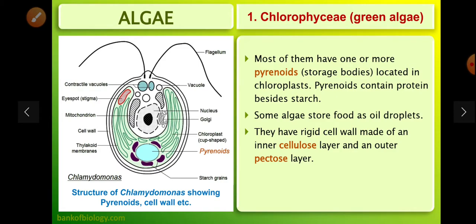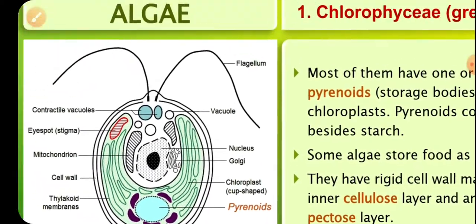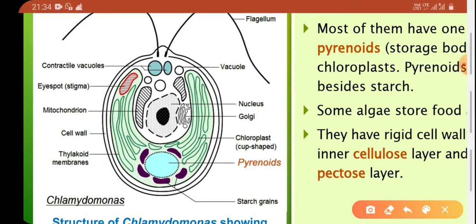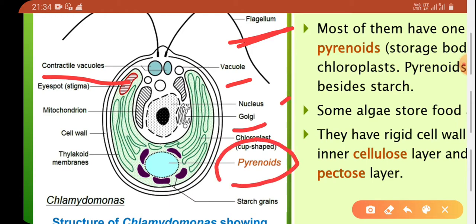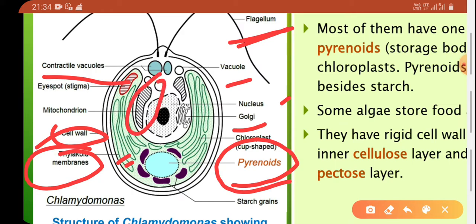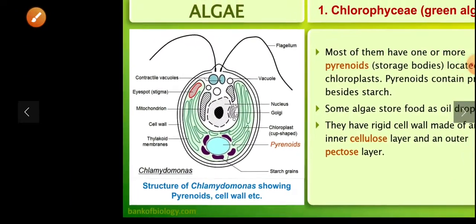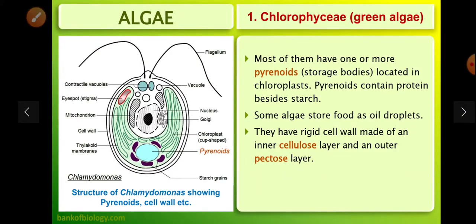Some algae store food as oil droplets. They have a rigid cell wall made up of an inner cellulose layer and an outer pectose layer. With the help of the diagram, we can understand this. This is the flagella, that is for the movement, contractile vesicles, Golgi, nucleus, pyrenoid. This is thylakoid membrane. The outermost is the cell wall, mitochondria. This is the structure of Chlamydomonas.